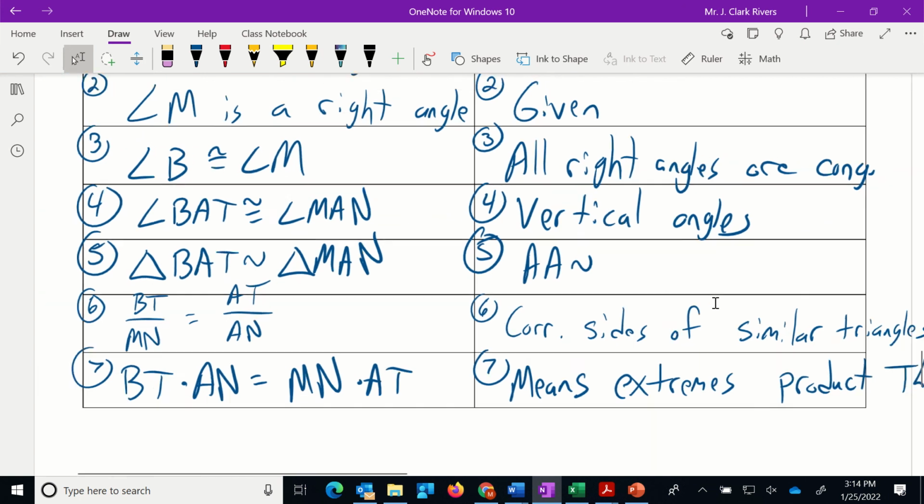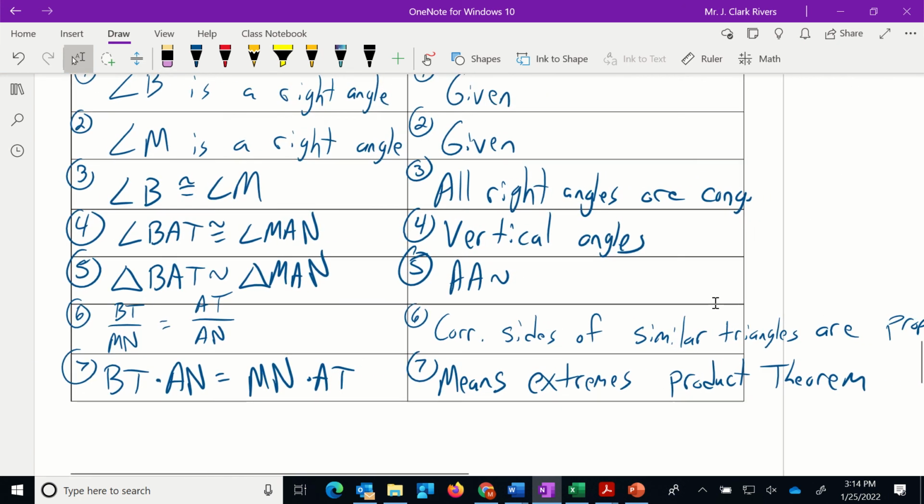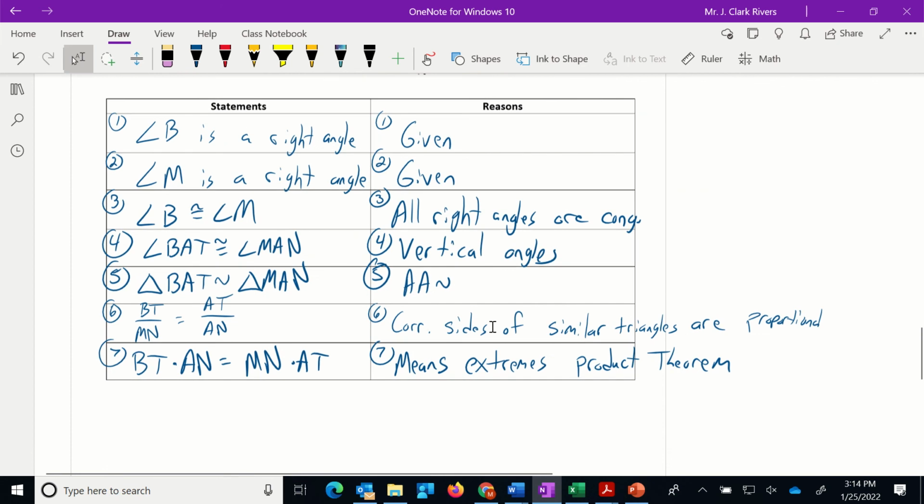Corresponding sides of similar triangles are proportional. Right there, corresponding sides of similar triangles are proportional. And then BT times AN is equal to MN times AT. That's the means extremes products theorem. It's the same thing as cross multiplication, but in a proof, please write means extremes products theorem rather than cross multiplication.